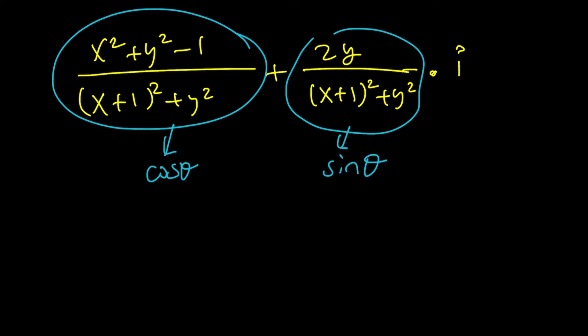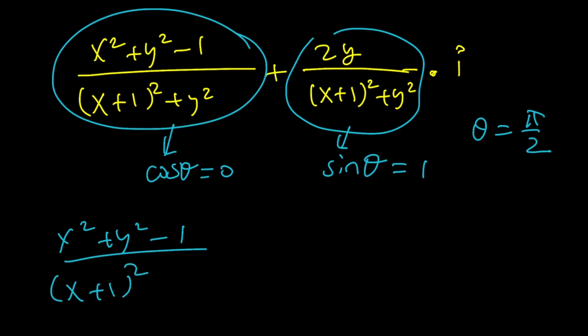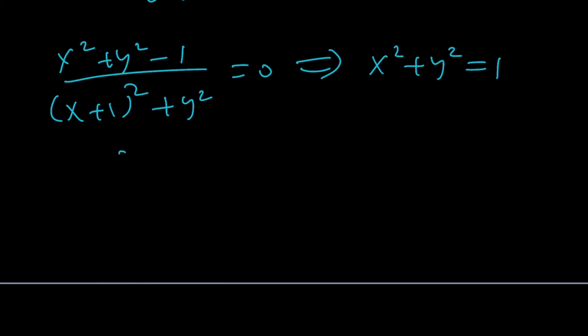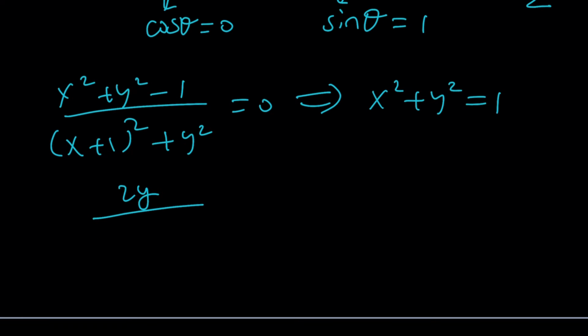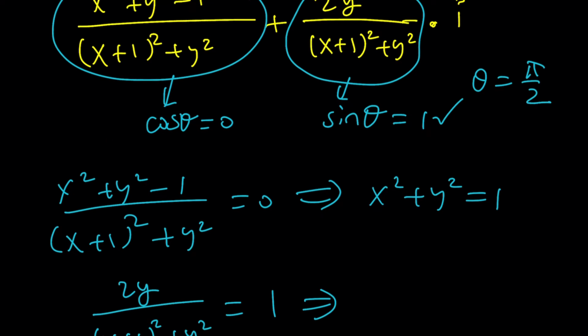So by assuming that this is cosine, this is sine, and I know that theta is pi over 2 because that's the argument, I know cosine theta is equal to 0, so that would be fairly easy to handle, right? Because it's just 0. So if you set this equal to 0, what are you going to get? The numerator is 0, right? From here we get x squared plus y squared equals 1. Great. By setting the sine, the imaginary part, to 1, which is sine theta, or sine pi over 2, you can see here it's 1.